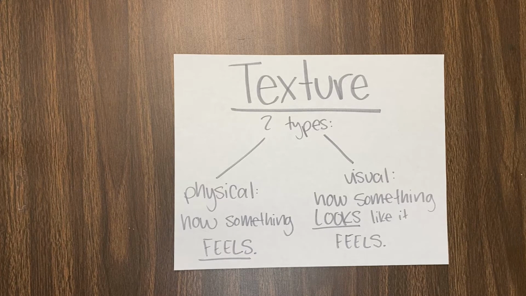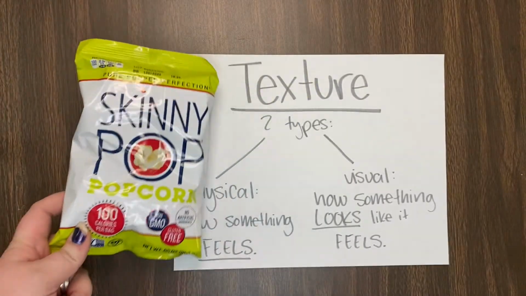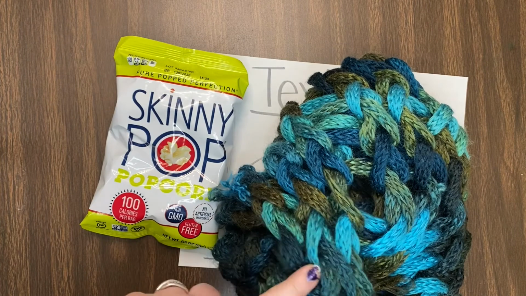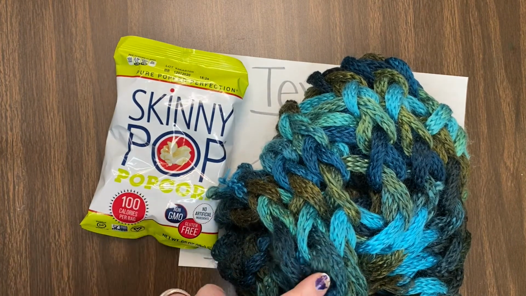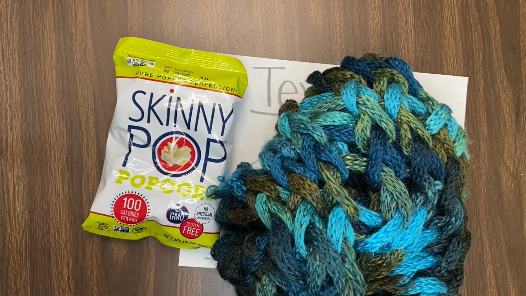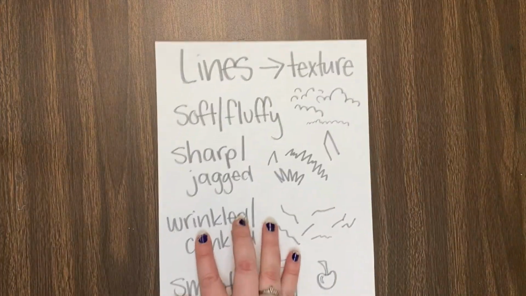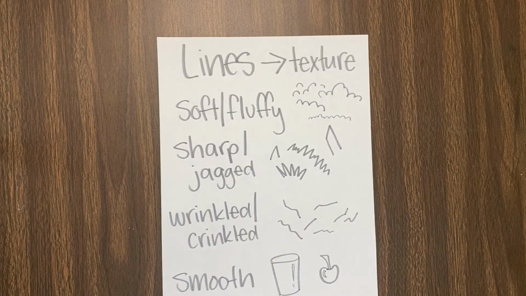So in a picture, we know what that object is, even though we cannot actually touch it. So for example, we know that a chip bag is crinkly, or we know that yarn is very soft. And we can see that there's a difference between these textures, but how do we get that on our paper? And the answer is that we use lines. So lines help us create texture.